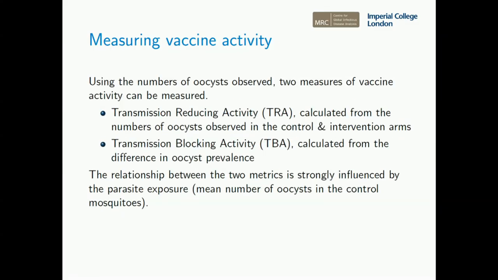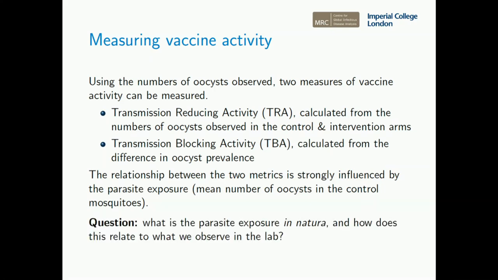There are two different ways of measuring the activity based on the oocyst numbers. You can either look at the transmission reducing activity, which is just the reduction in the number of oocysts observed in the control and intervention arms, or you can look at the oocyst prevalence. So how many mosquitoes have you rendered infection-free as a result of your intervention? These two measures are intimately linked, but the numbers can be quite different. What drives that is what some people call the parasite exposure, the mean number of oocysts found in infection events.